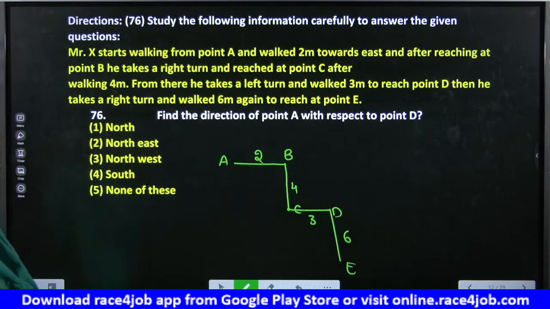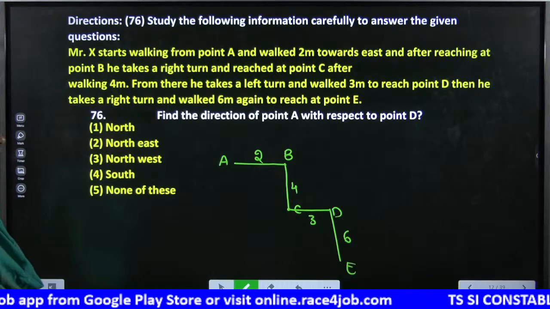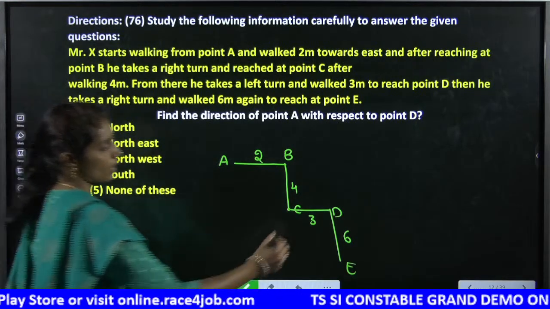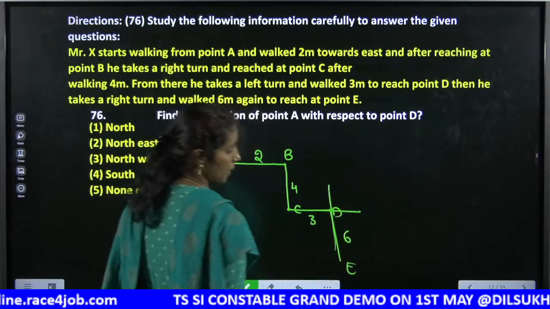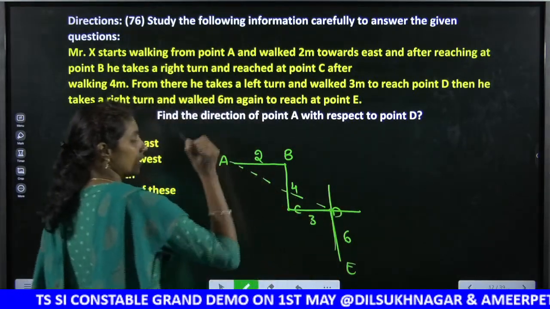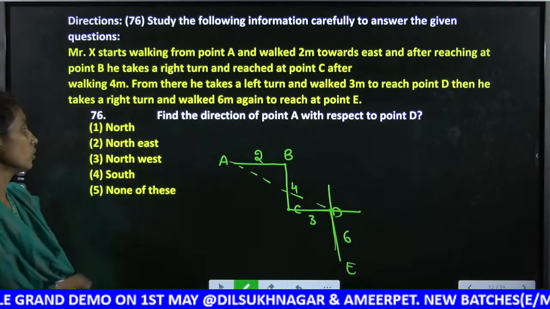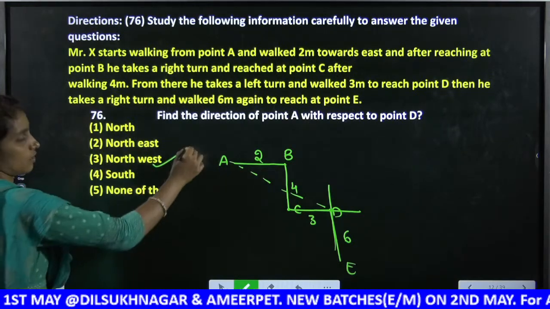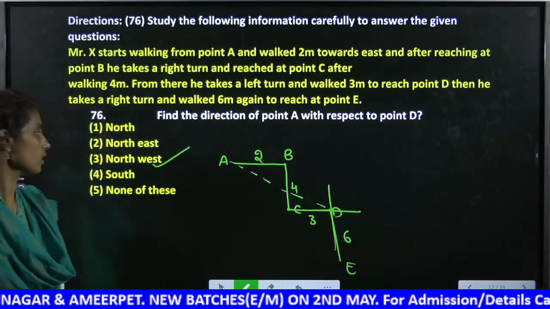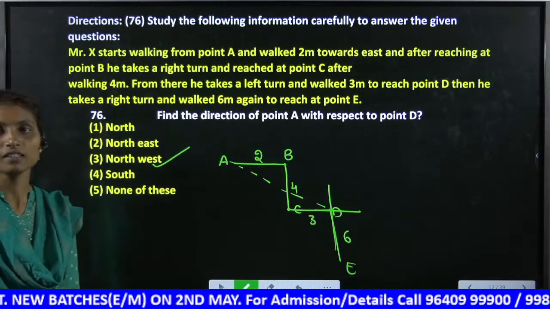Find the direction of point A with respect to point D. Take a plus mark here. From point D, point A is towards northwest direction. And our answer for this question is northwest, option 3.